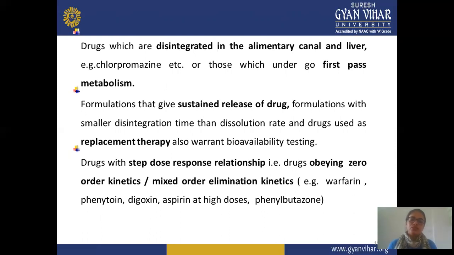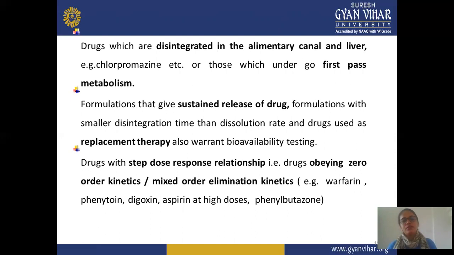And next is a formulation that gives sustained release of the drug. Formulations with a smaller disintegration time than the dissolution rate, as in replacement therapy, also warrant viability testing. Drugs in sustained or controlled release have a small disintegration time, so dissolution time required is also small, and so replacement therapy or viability testing is required. In this type of formulation, you also check this study by viability.